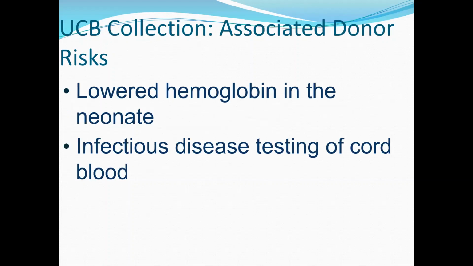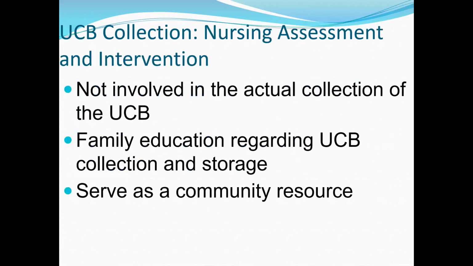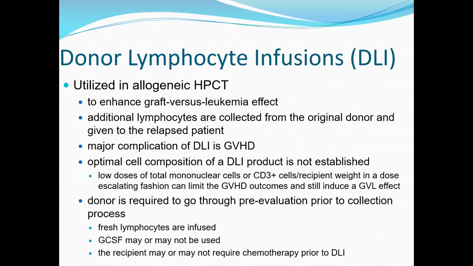So UCB collection is associated with donor risk. They will have lower hemoglobin, and there is infectious disease testing of the cord blood. UCB collection assessment and intervention: we are not involved in the collection of the UCB, but we provide family education regarding UCB collection and storage, and serve as a community resource.